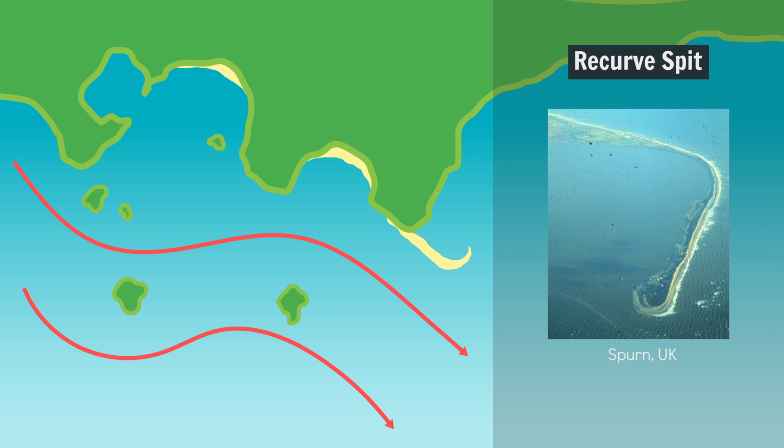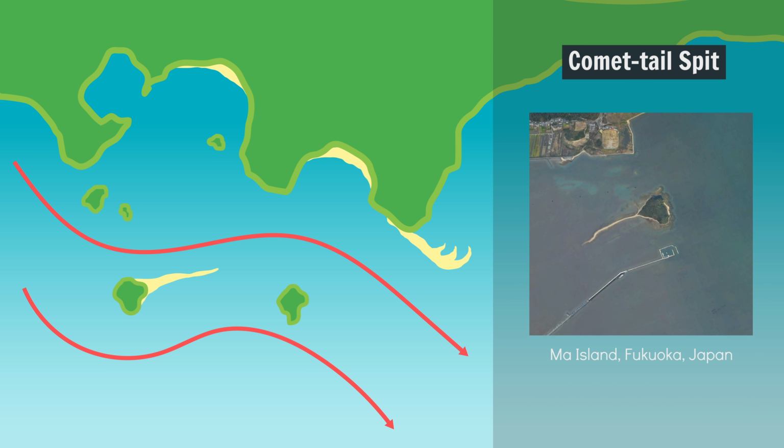Recurve spits form when a sandspit curves back towards the shoreline, in response to changing wind and wave conditions. If multiple recurves occur, then you've got a compound recurve spit. Comet-tail spits form in the lee of islands where longshore drift is acting on beaches on either side of the island. If two comet-tail spits merge, a looped barrier and an enclosed lagoon forms. Lagoons are bodies of shallow, quiet water protected from the open sea by some sort of barrier.